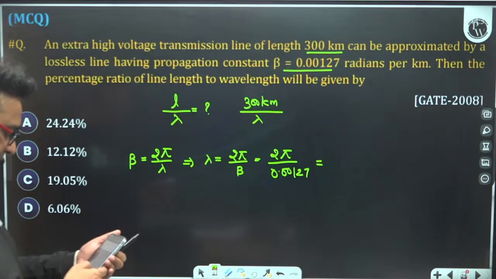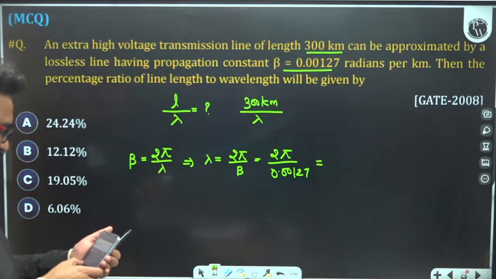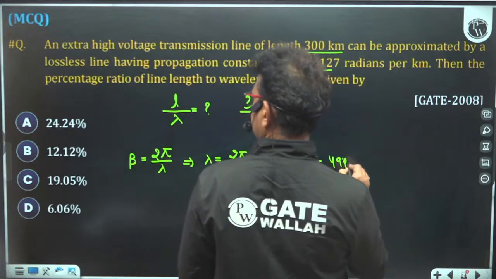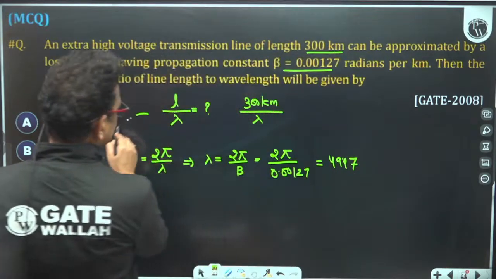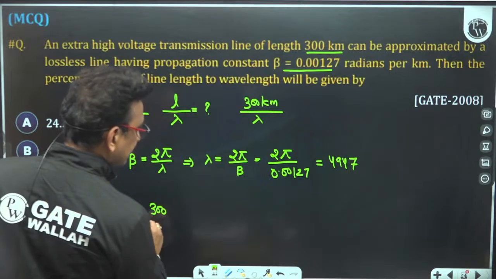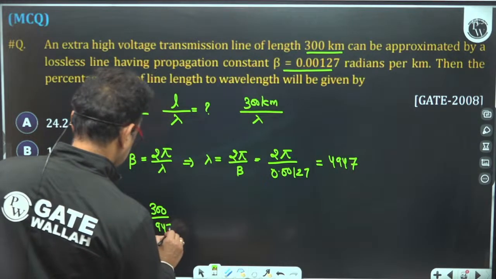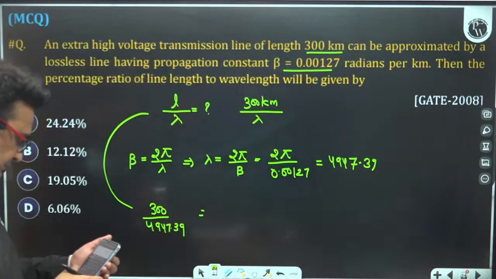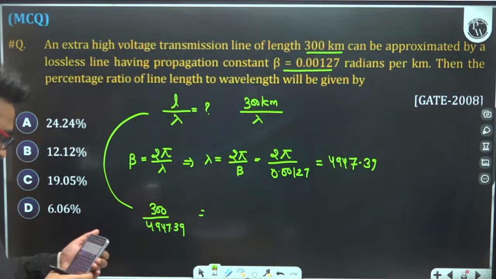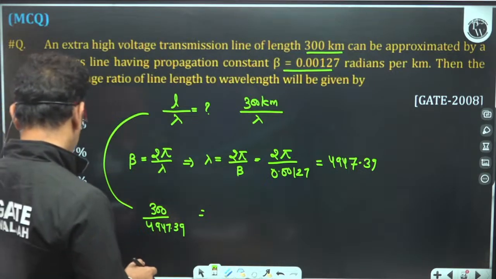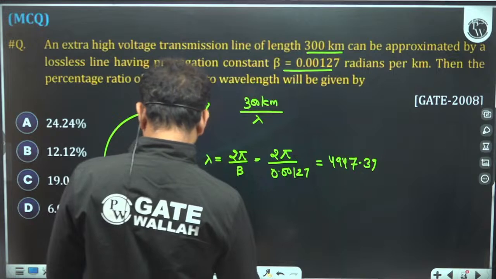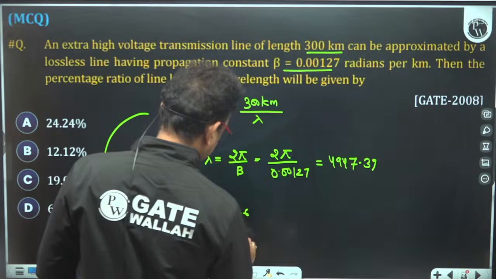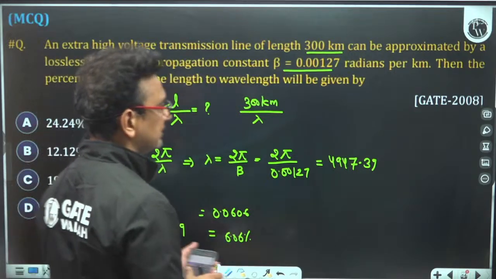2 into pi divided by 0.00127 gives 4947. So the length is 300, and lambda is 4947.39. The ratio is 0.0606, that means 6.06%. D is the right option.